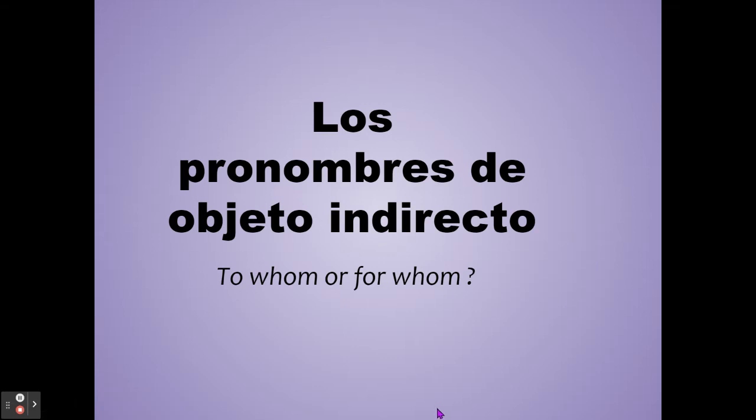Okay, so hola. We've been working with direct object pronouns for the last couple of weeks here. And so today we're going to start working with indirect object pronouns, or los pronombres de objeto indirecto.